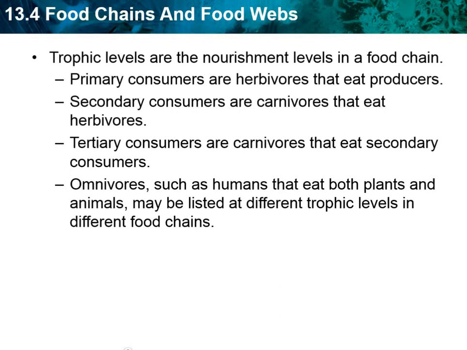Omnivores, such as humans, that eat both plants and animals, may be listed at different trophic levels in different food chains. Depending on what they've eaten, if they eat a plant, that would make them a primary consumer. If they eat something that has eaten a plant, then they're going to be a secondary consumer, and so on. So humans could be any one of those three.